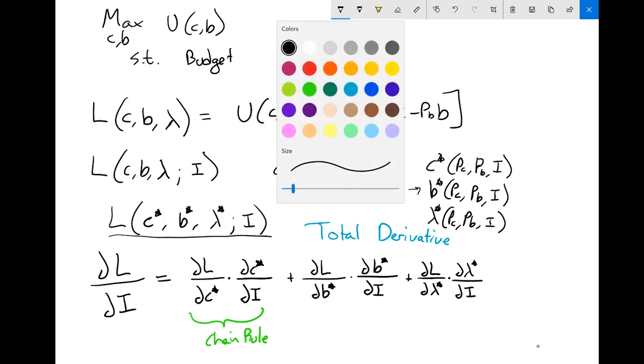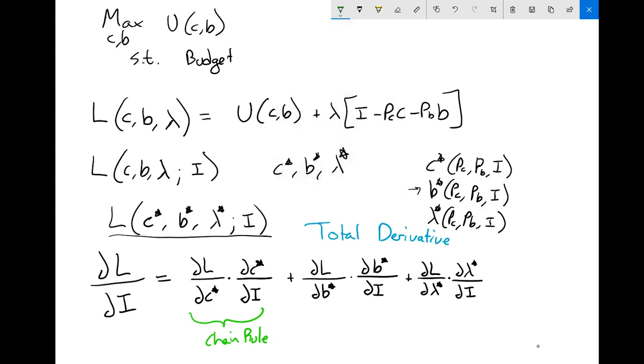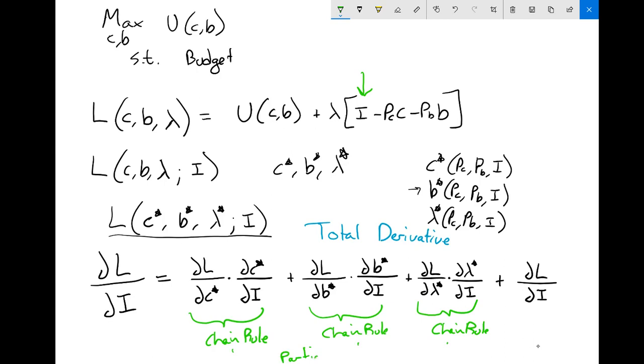But then also, we will see that the original function is itself a function of I. So that means we need to include the direct derivative. The direct derivative of I. That means the derivative just from the original equation. Okay, so these are all chain rules. So do the chain rule a bunch of times. And each of these terms is a partial derivative. And then this is the direct derivative.